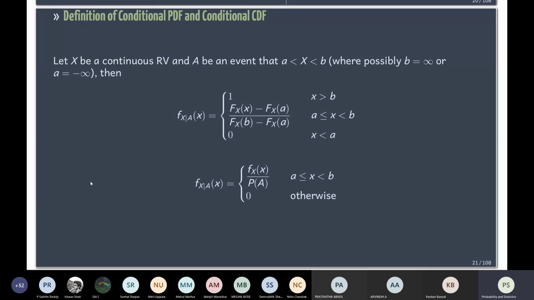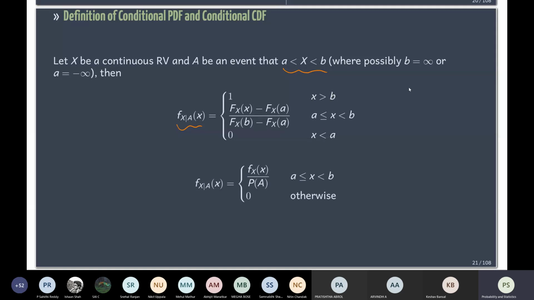So, definition of the conditional CDF. In general, what we can write down is the following. Let X be a continuous random variable, and let A be an event that satisfies this, where possibly B could be infinity or A could be minus infinity. In general, I can write down the PDF from the CDF using this expression. So that's one way.